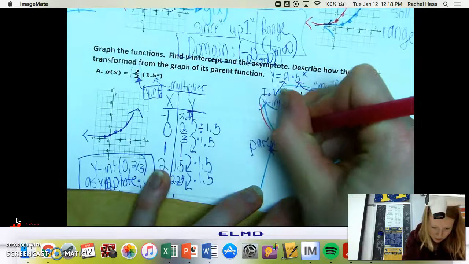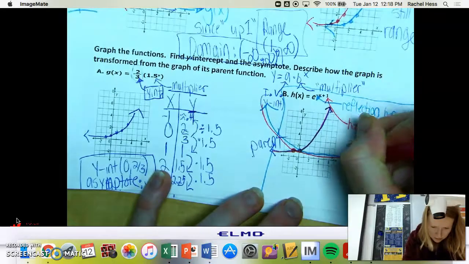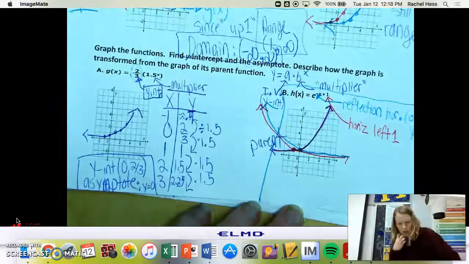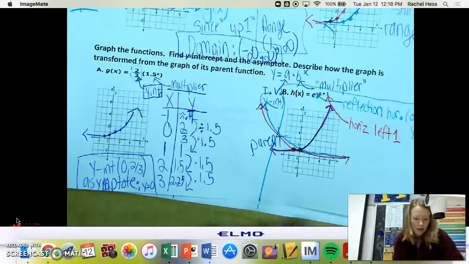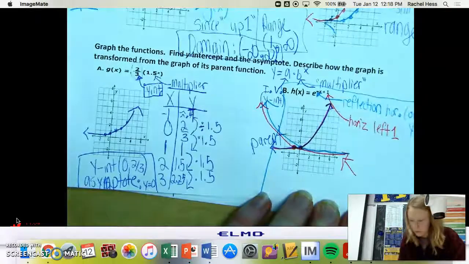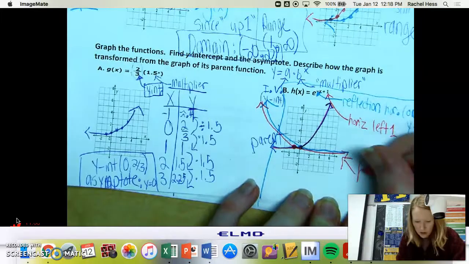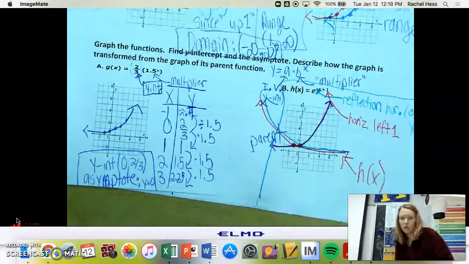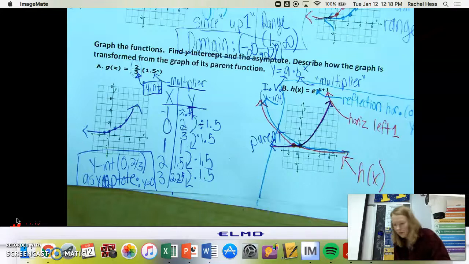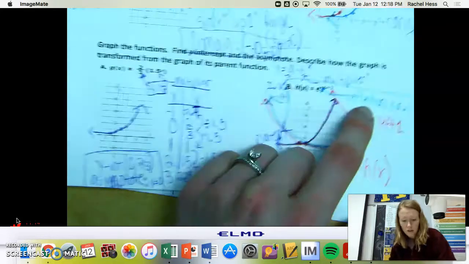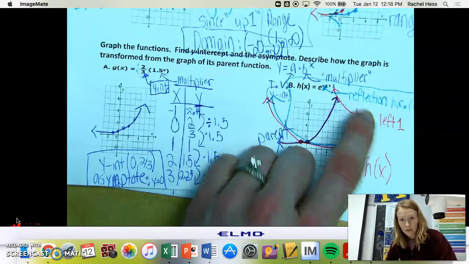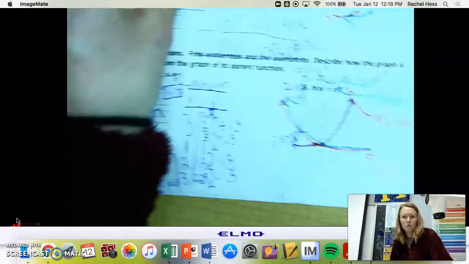So we're still going to be opening up as we go to the left, but we're moving it to the left 1. And this red graph would be my final answer for h of x. I know this is tricky stuff. You could have made a table of values and then just ended up with a whole bunch of decimals and graphed it. But what I'm really looking for is, can you determine if this is a reflection and left 1 or not?